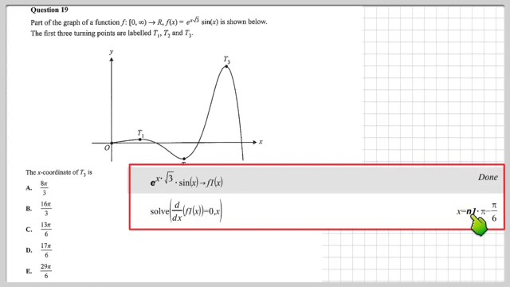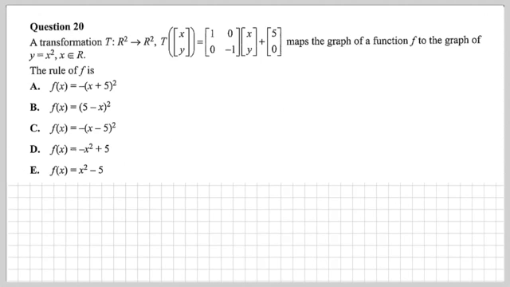What about if this parameter was 2? That would be 2 pi minus pi on 6, so that would be 11 pi on 6, wouldn't it? Yes, it would. And then the third one is going to be 3 pi minus pi on 6, which would be 17 pi on 6. And is that there? Yes, it is, and it's D. There you go, D's the answer. That was nice and easy, once we worked out what to do. So that's question 19 done and dusted.